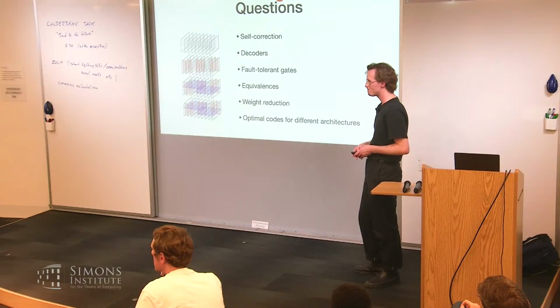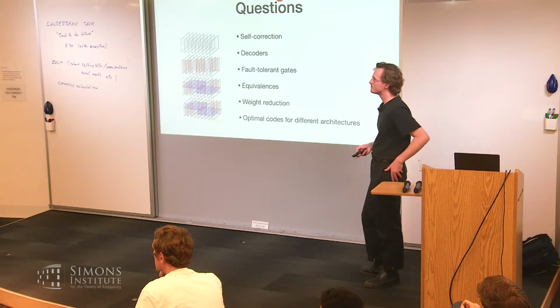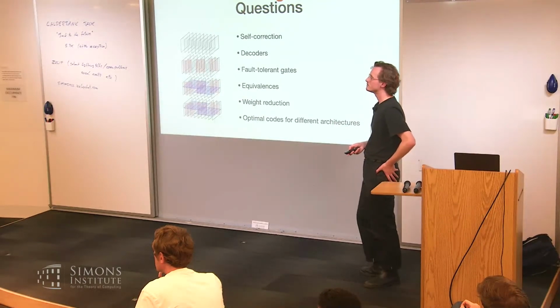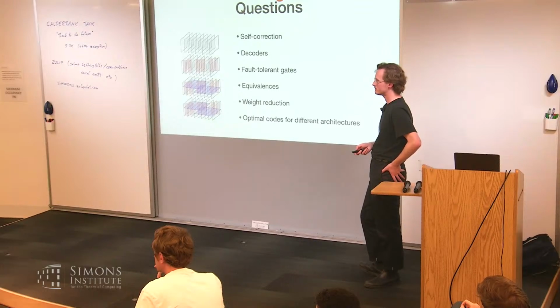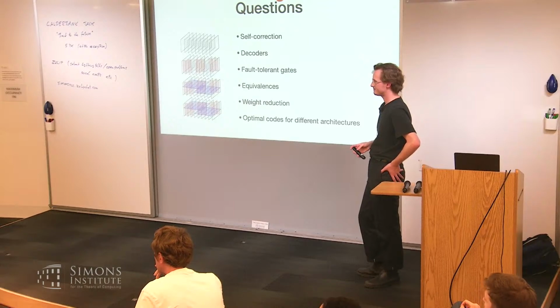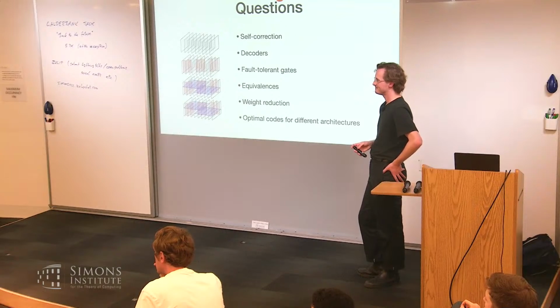Besides the distance, you also have a very poor rate in general, because if you take even just a short code, you're going to end up with roughly 10 to the cube physical qubits for just one logical qubit, which gives you like 1,000 qubits for one logical qubit. Yeah, they're not very practical at the moment.